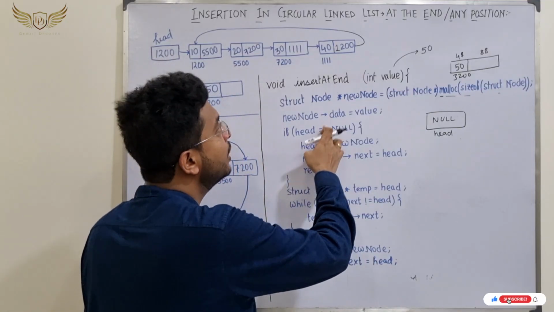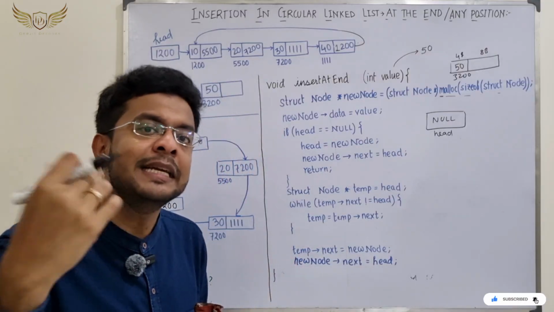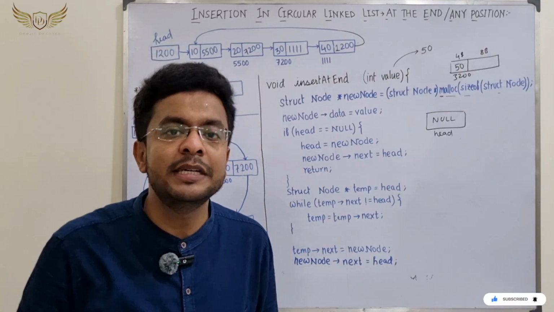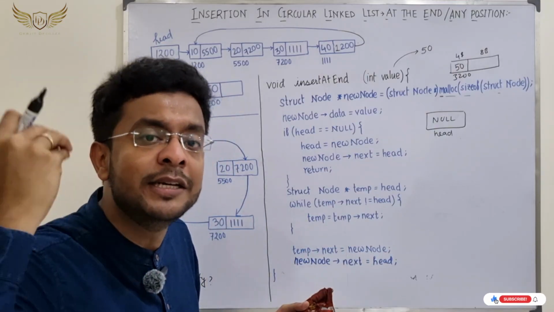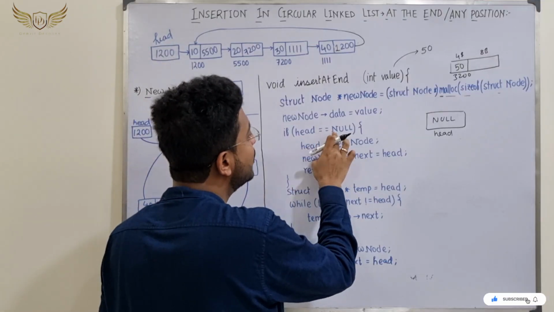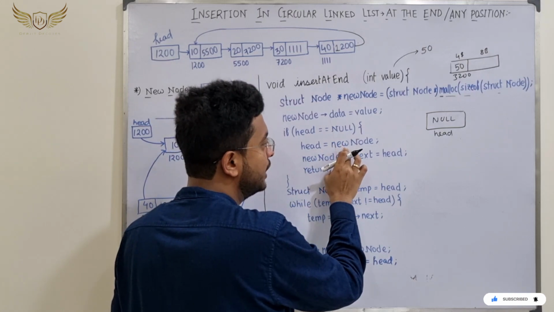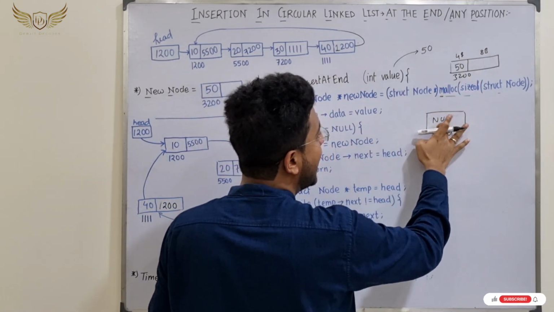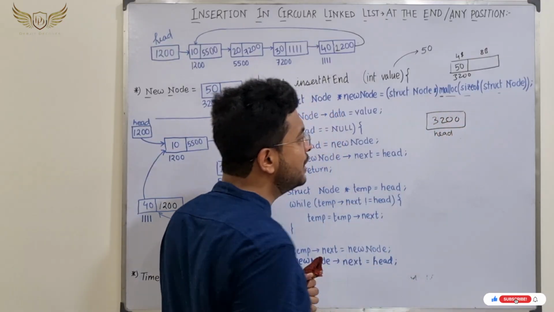If there is no node and we want to insert a node at the end, only a single node will be there. It doesn't really matter whether you are inserting at the end, the beginning or any position, because if there is no node, we can insert it anywhere. So it is saying if head equals to null, head equals new node. New node means the address of the new node. What is the address of the new node? 3200. So this null will be replaced by 3200, because obviously one node will be there.